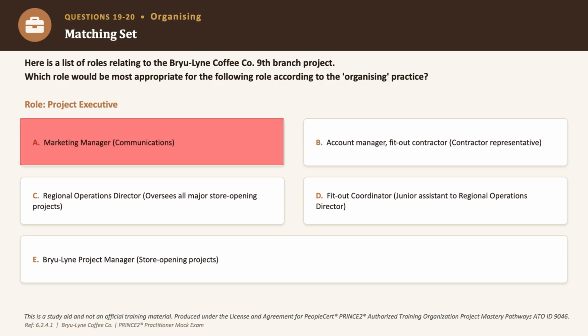Option B says the fit out contractor's account manager. Now that role represents the contractor's own interests, right? And the project executive, if you remember, must sit firmly on the business side, not on the supplier side.